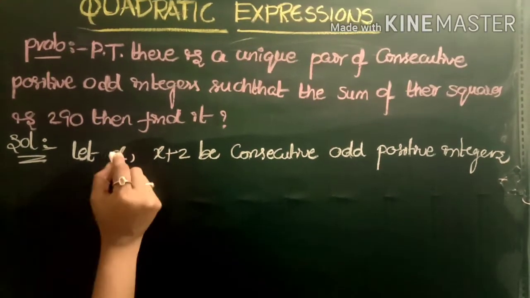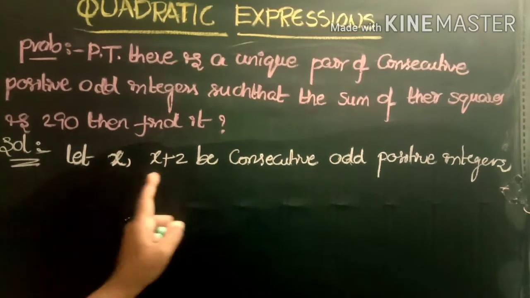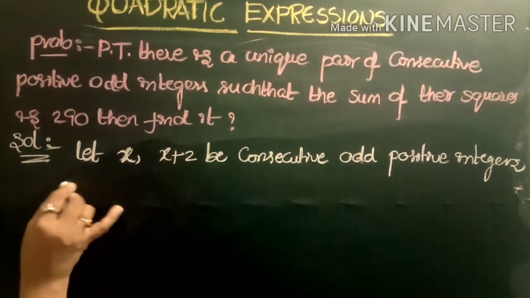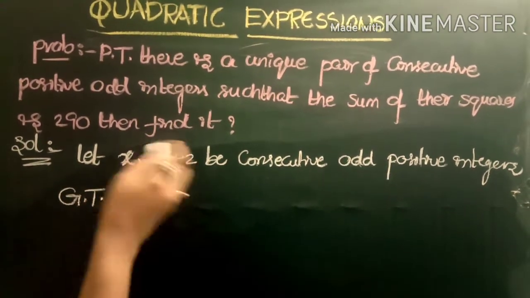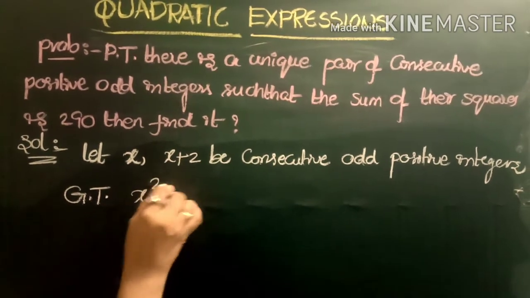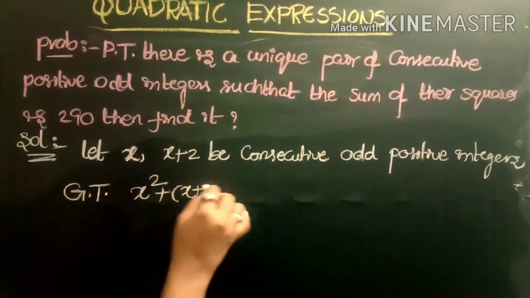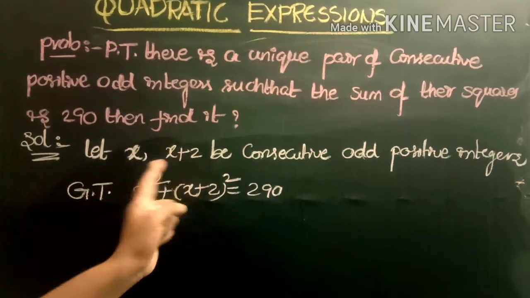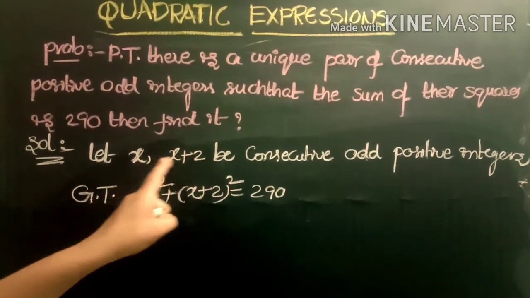First we take that let x, x plus 2 be consecutive positive odd integers. What is the given data? Given that the sum of their squares is equal to 290. That is, x square plus (x plus 2) whole square is equal to 290. Now we want to find these two consecutive positive odd integers, which means we have to find the value of x here.